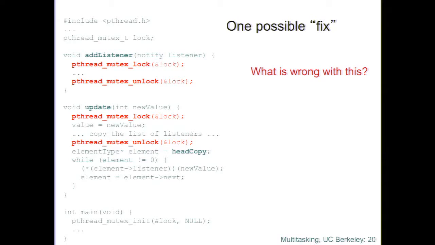That's a potential problem. A listener could remove itself from the list and then get notified. It could, I don't know how you would get a segmentation fault from that. You could conceivably if you had deallocated memory. Yeah, so that's a potential problem, but there's a much more serious problem.